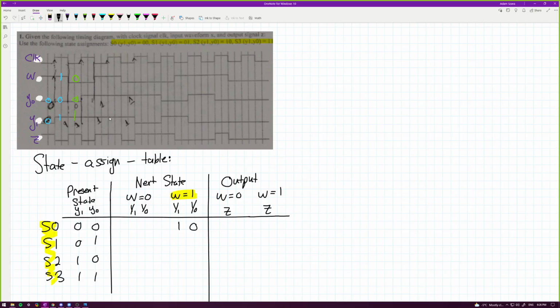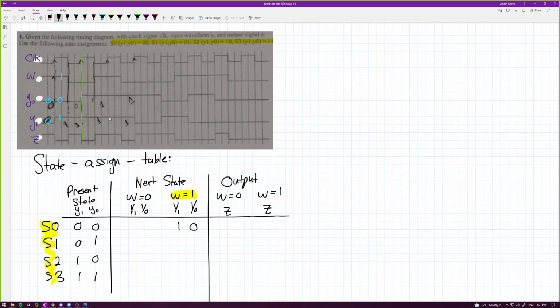Yes, for sure. So let's look at the next clock here. This is the next clock. While we're doing the clocking, should we also note down the outputs as we're going along? Yeah, sure. We can say that. So we can do that as we're going along.